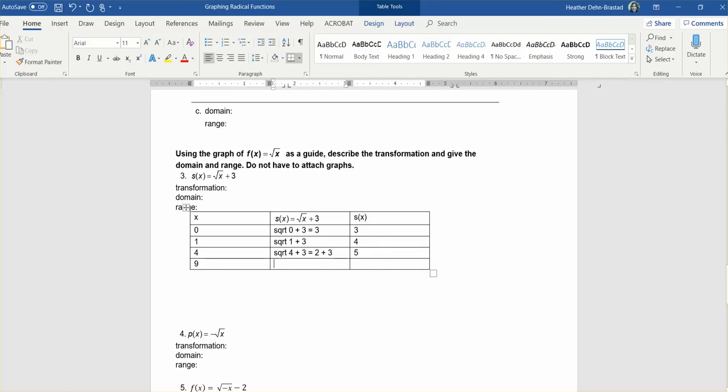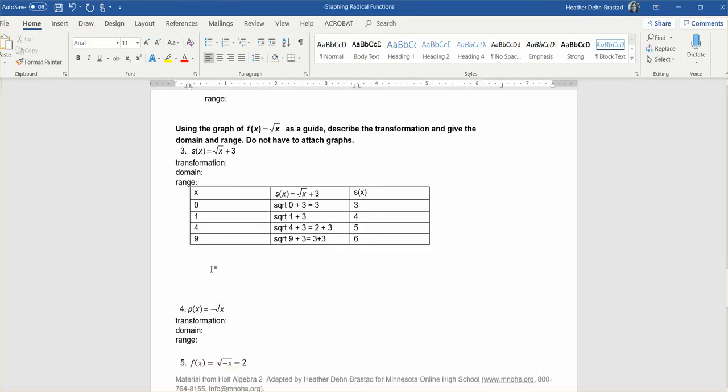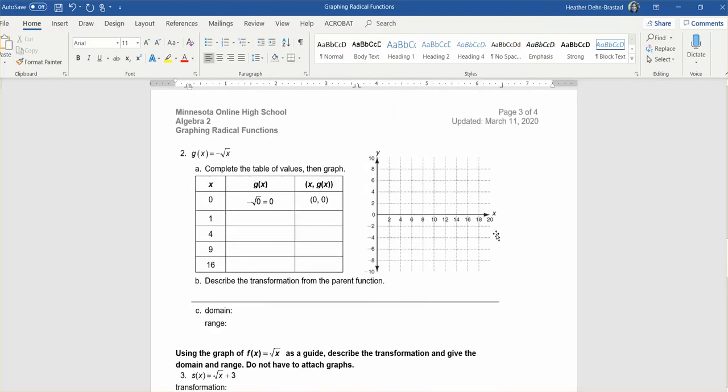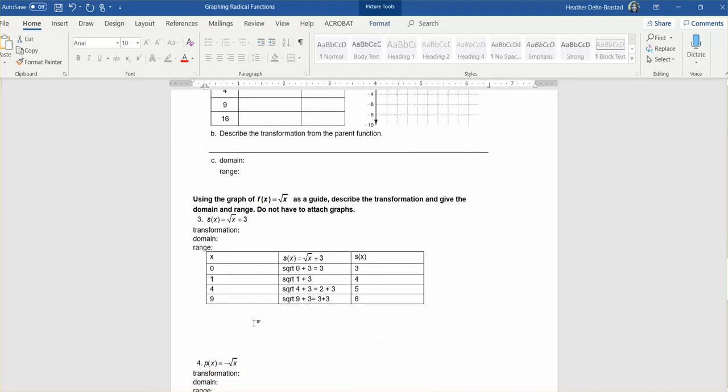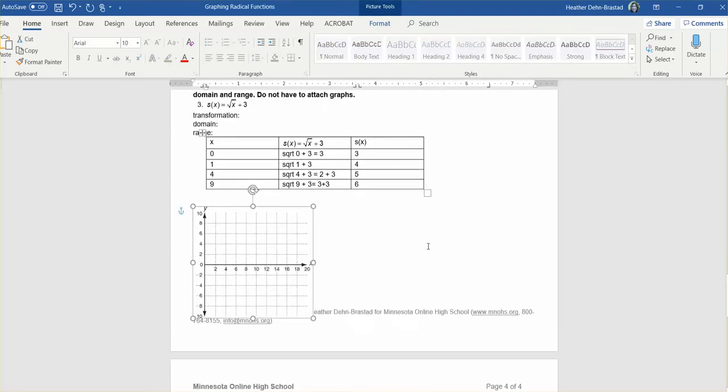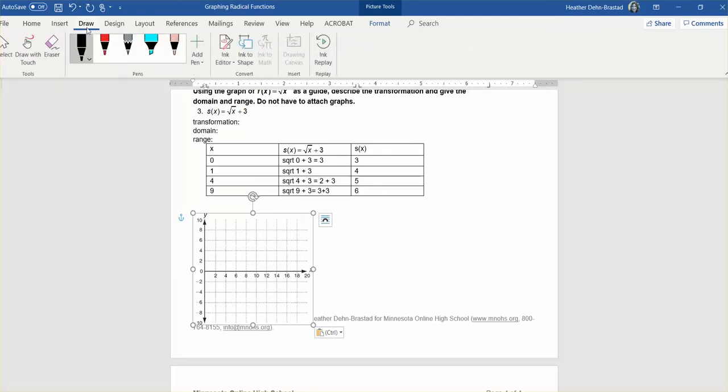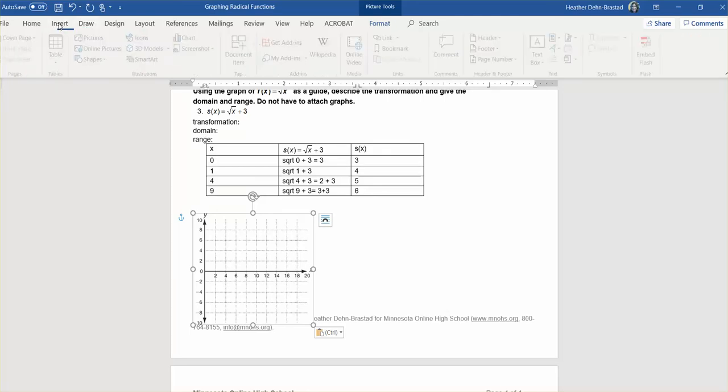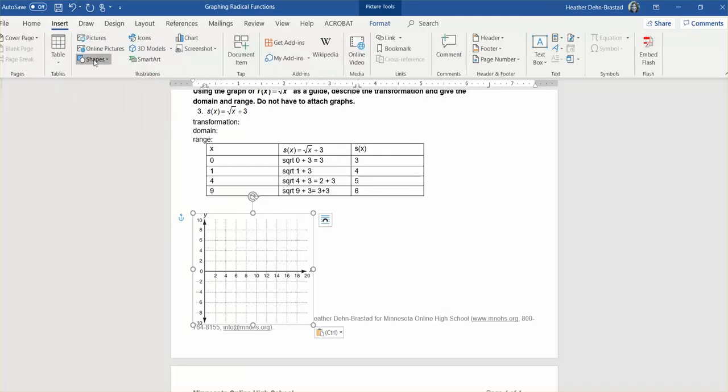And then I have the square root of 9 plus 3. And that would be, square root of 9 is 3, 3 plus 3 is 6. And then to graph this, let me get a graph. Just copy this one. You can graph these by hand, and I would just put the points. You could use your pen tool, or you can go to insert shapes, and you can just add little points here. So I need a point at 0, 3.